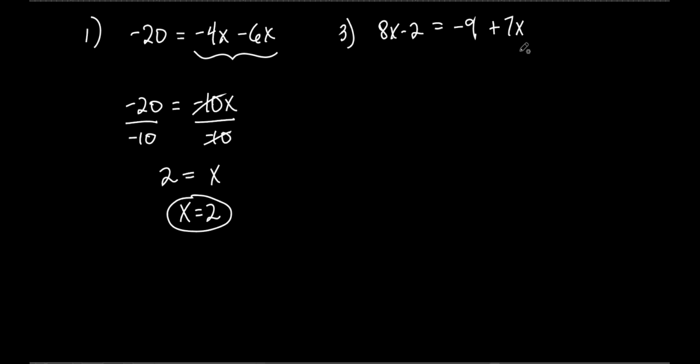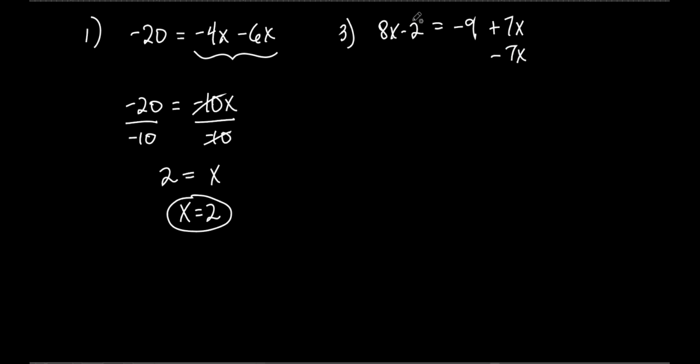How do I get rid of that 7x if it's being added? I subtract it. So I do not divide by 7 here. You understand? This acts as one number and it's being added. This 7x is not being multiplied. This is being added. So we subtract a 7x.